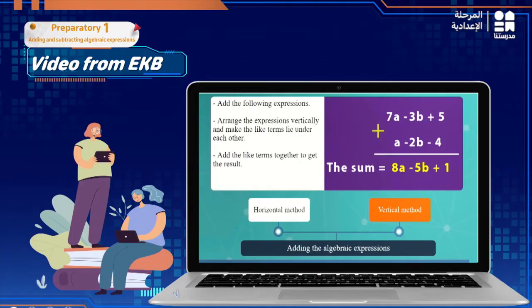As we have seen in this video, we have two ways to add algebraic terms or algebraic expressions. We can add them by the horizontal method, okay, keep them on the same line and add the like terms, or by the vertical method, to arrange them under each other with the same variable, as we said, with the same exponent, or like terms.